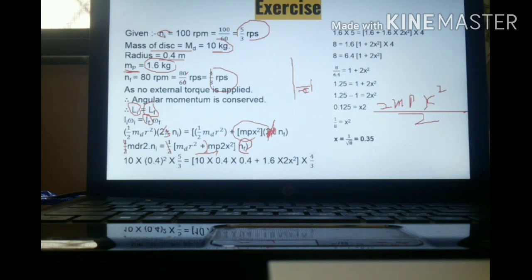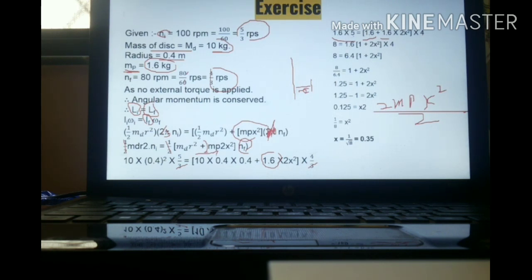You will see 0.4 square into 10, you will be getting 1.6. Over here, this 3 and this 3 are getting cancelled. 10 into 0.4 square, I am getting over here 1.6 into 5. Over here again, look, 1.6 I have written as it is, and over here it is 10 into 0.4 into 0.4. Again I will be getting the same answer, that is 1.6 into 2x square into 4.